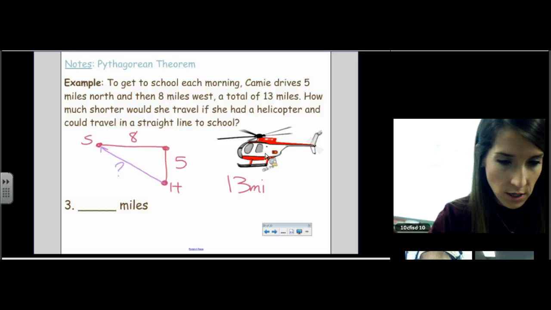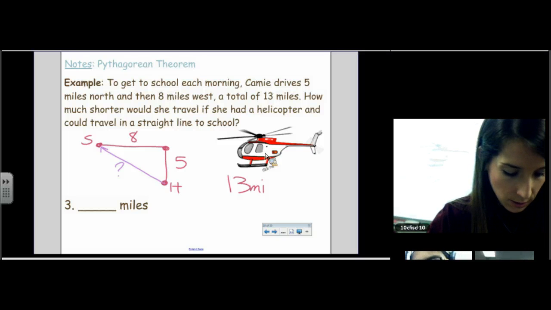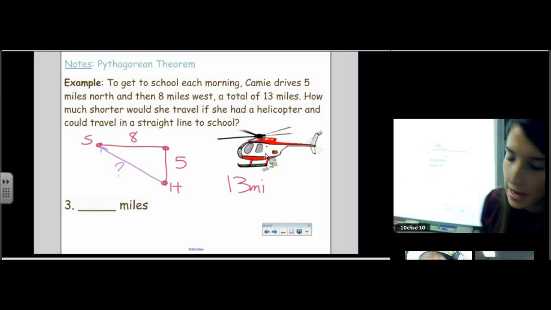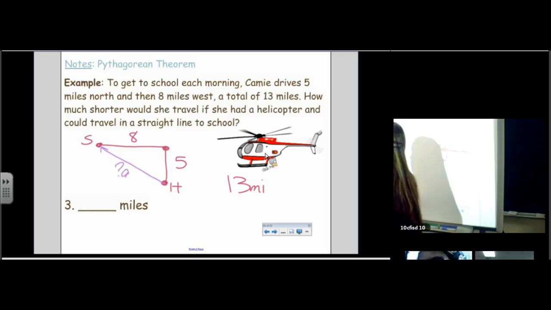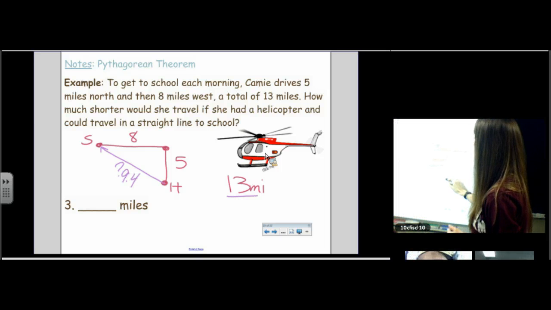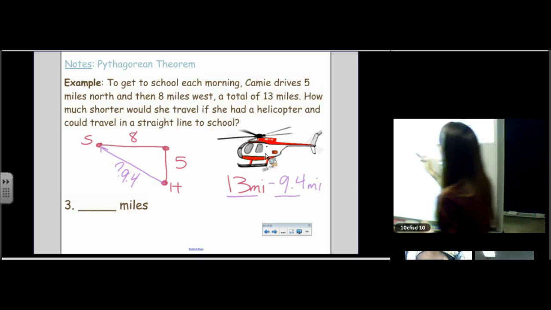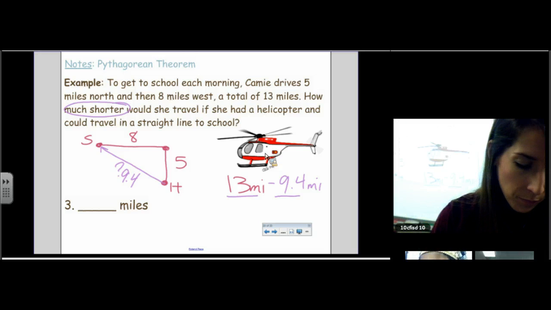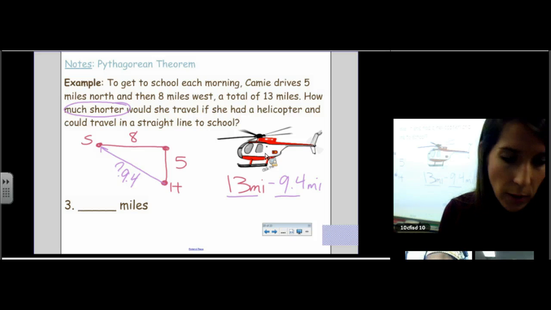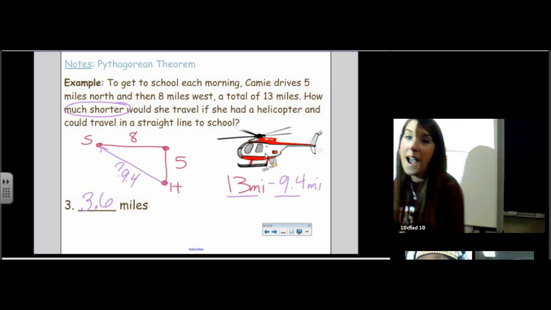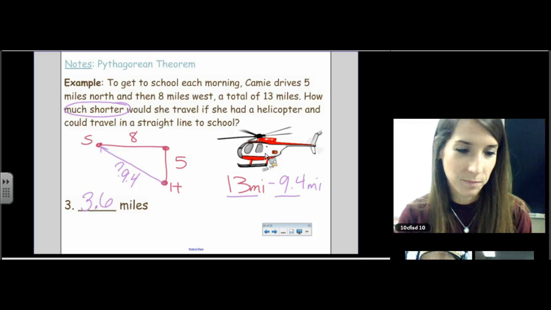Okay? So we're going to do square root of 8 squared plus 5 squared. Just going straight to my calculator. And I'm getting 9.4. So the long way is 13 miles. The short way is 9.4 miles. We want to know how much shorter. So we subtract them. And so what do you get? 3.6? Yeah. She's going to save 3.6 miles if she flies in a helicopter.